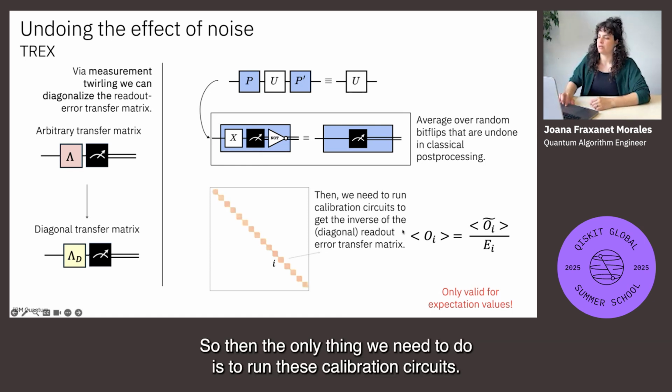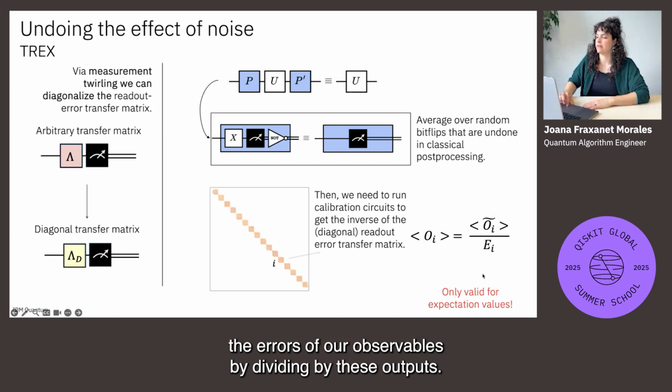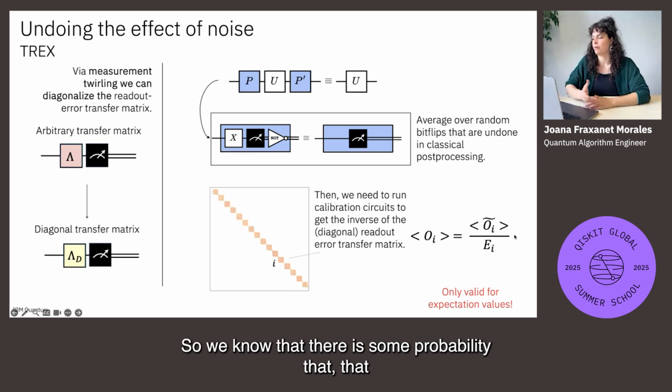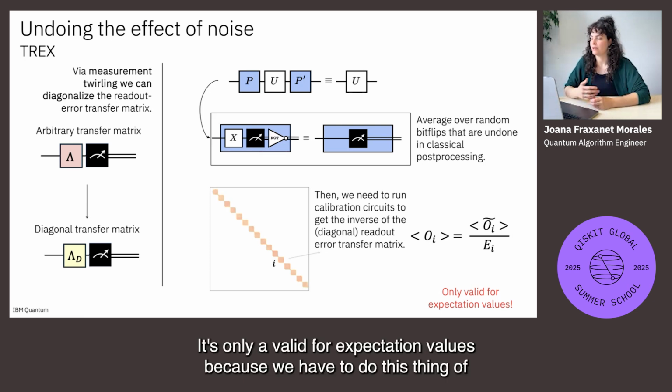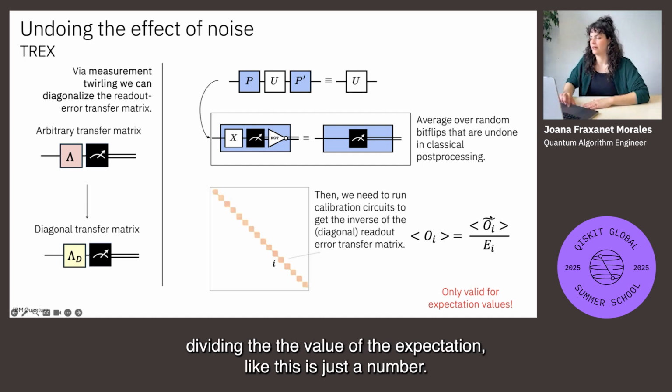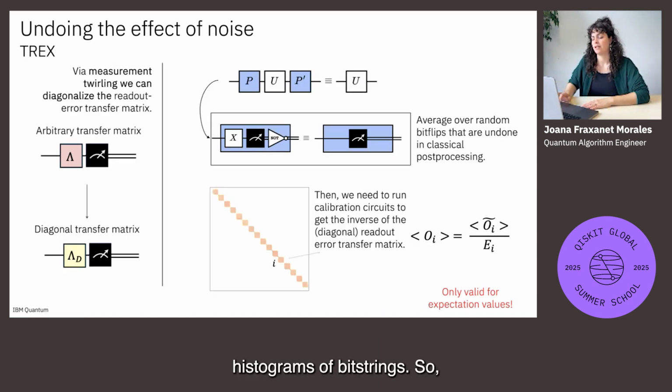So then the only thing we need to do is to run these calibration circuits, and we get different values in this diagonal. And then we could mitigate the errors of our observables by dividing by these outputs. So we know that there is some probability that the readout of each of the qubits is going to be a bit different. It's only valid for expectation values because we have to do this thing of dividing the value of the expectation. Like this is just a number. We cannot do this in histograms of bit strings.